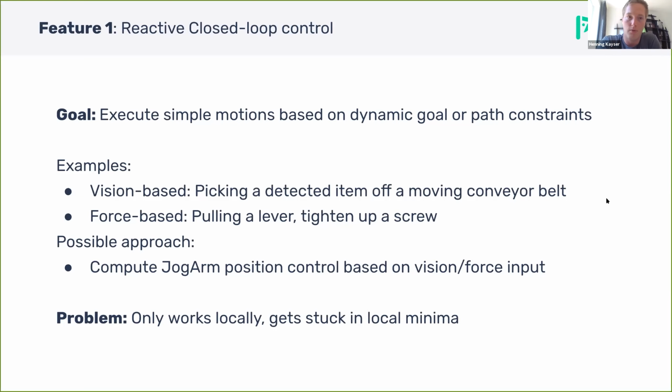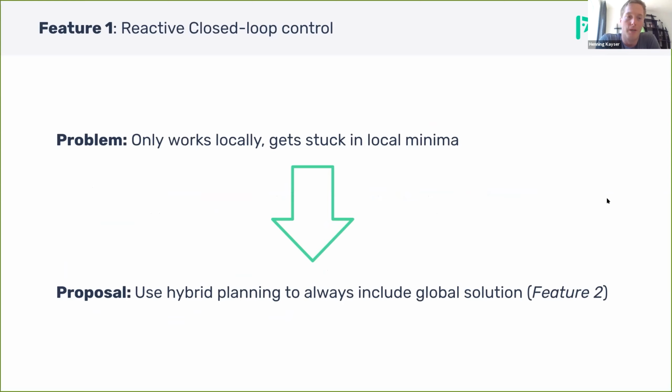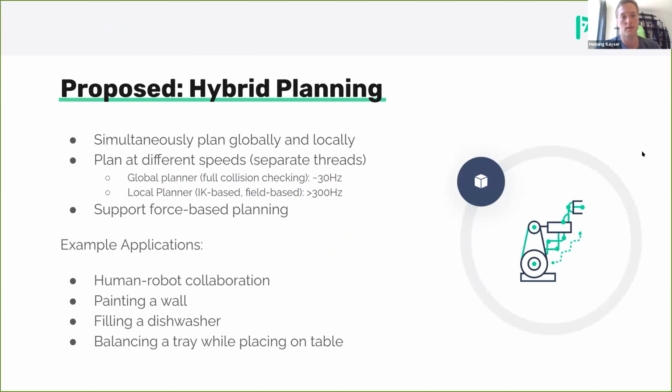For this problem, we directly go to feature 2, which is hybrid planning, to always include a global solution. Hybrid planning in itself is a really generic approach in solving 2 different problems at the same time, and using the problem solvers. The problems are solving, of course, a global and a local problem, and you combine both solutions to create an immediate current output.